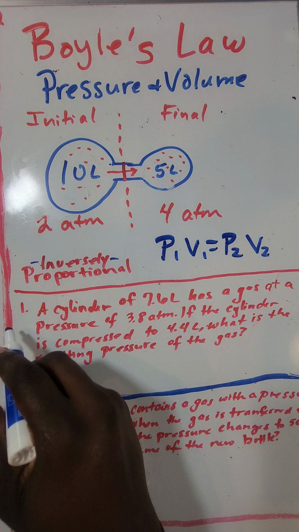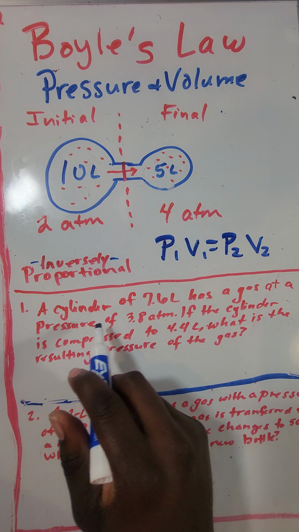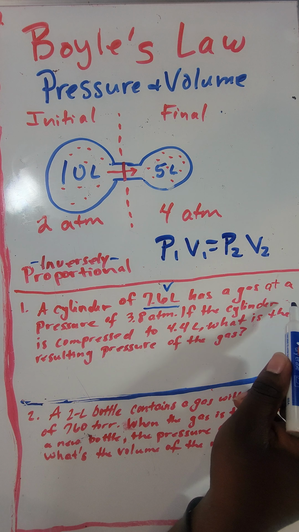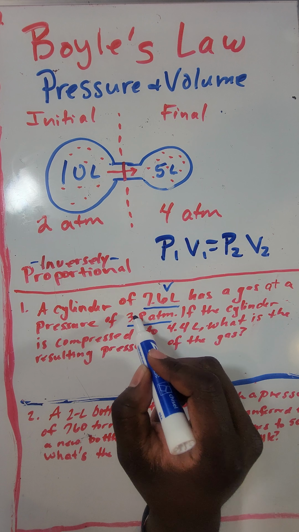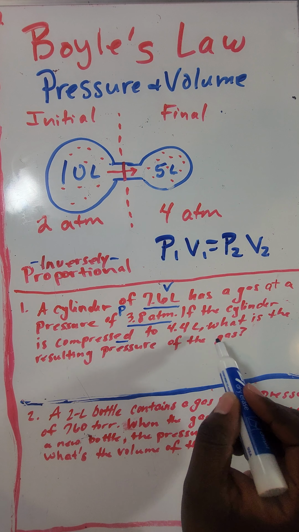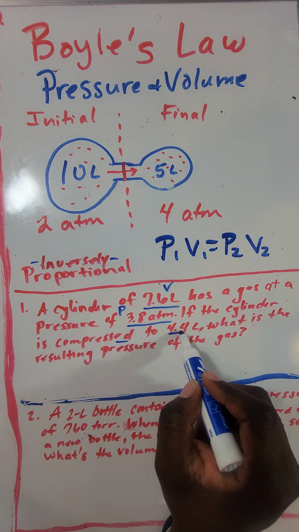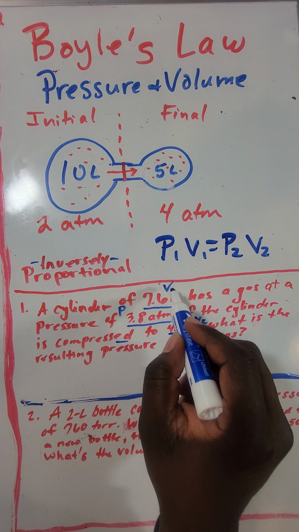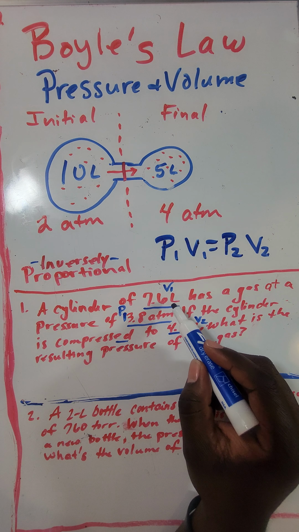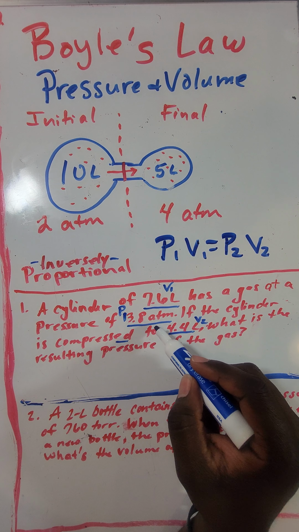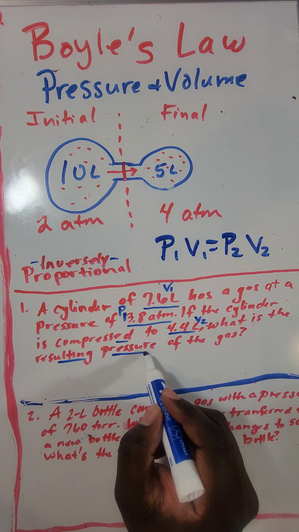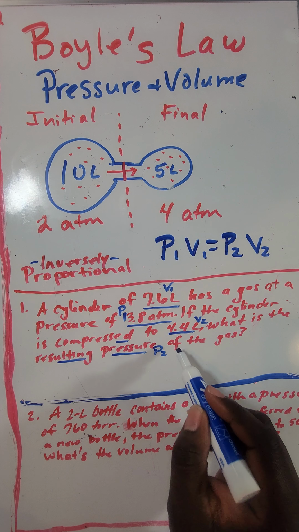Looking at practice problem number 1, it says a cylinder of 7.6 liters. That's important. We know that's going to be a volume. Has a gas at a pressure of 3.8 atmosphere. We know that's important. That's going to be a pressure. If the cylinder is compressed, that means it's going to change from this to that 4.4 liters. So this is going to be our V2. That makes this our V1. And since these two were together, that's going to make this our P1, because it says this volume at a pressure of this. So those go together. Then it says, what is the resulting pressure? So we're looking for the resulting pressure, or the after, which is going to be our P2 of the gas.